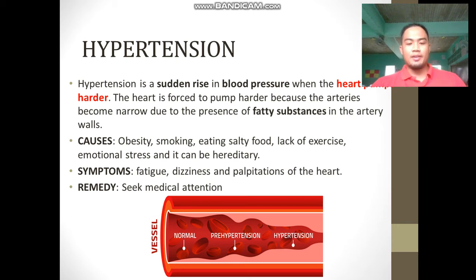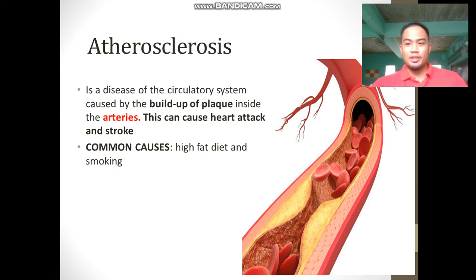Kaya symptoms ini fatigue, dizziness, palpitations of the heart because nagataas ang aton nga blood pressure, okay? Kaya nagagamay ang aton nga blood vessels bangod sa tambok, okay? So you need to seek medical attention for remedy.